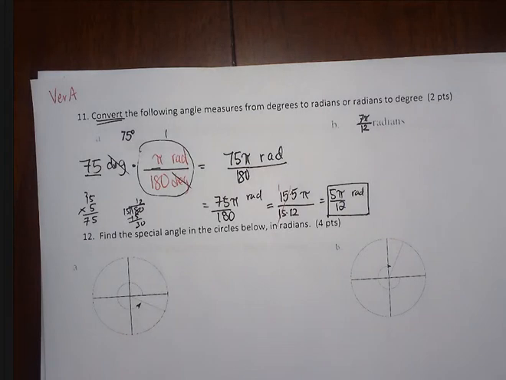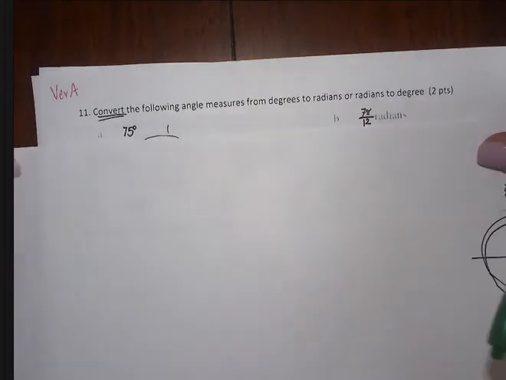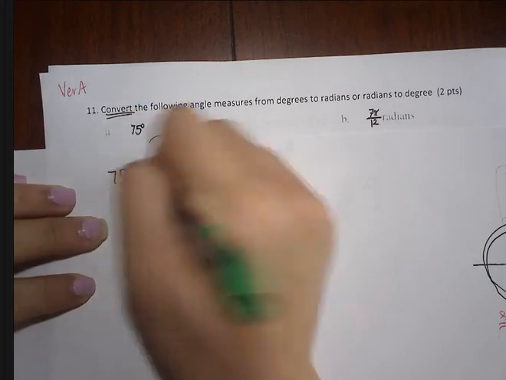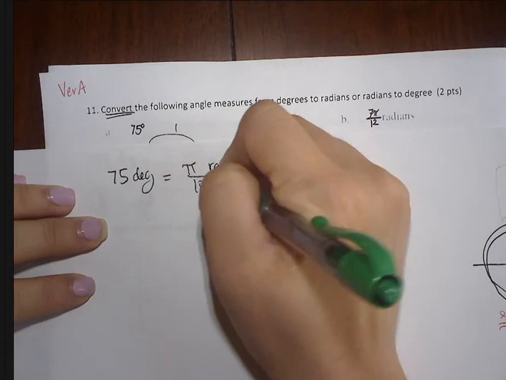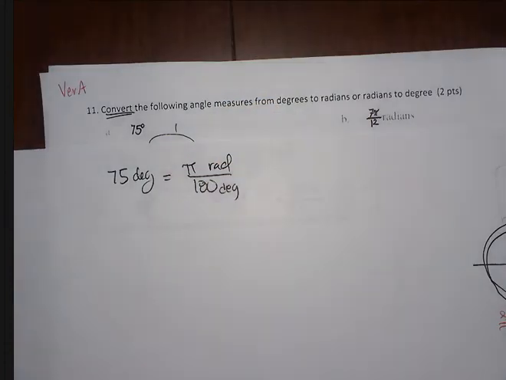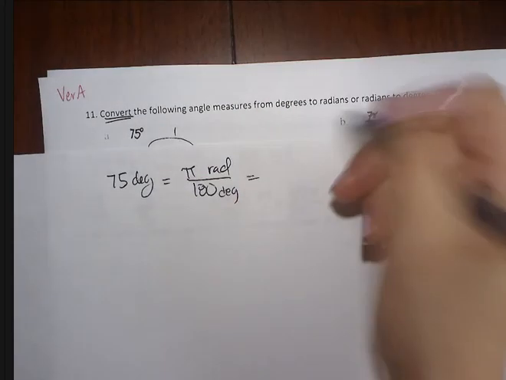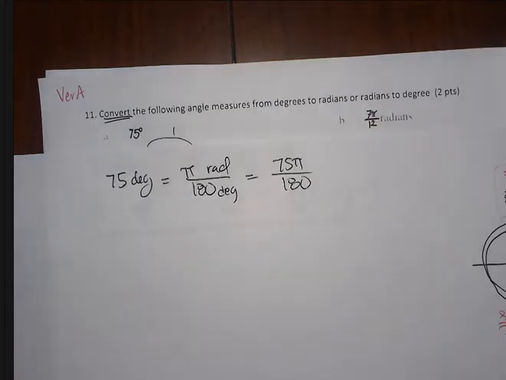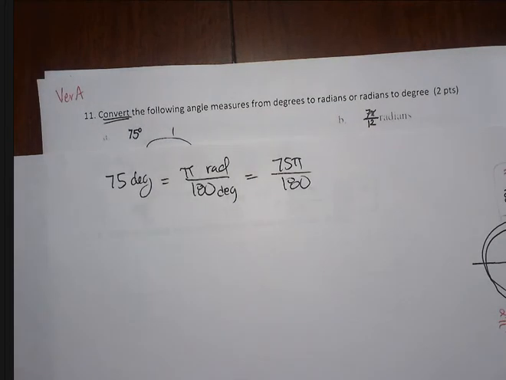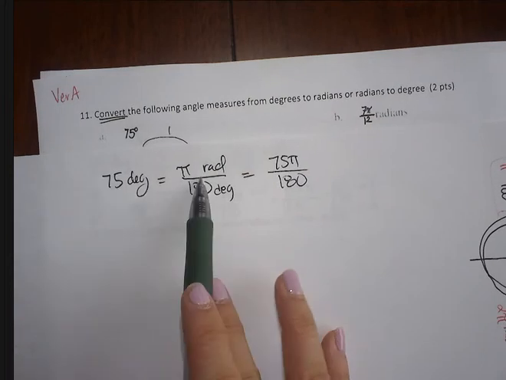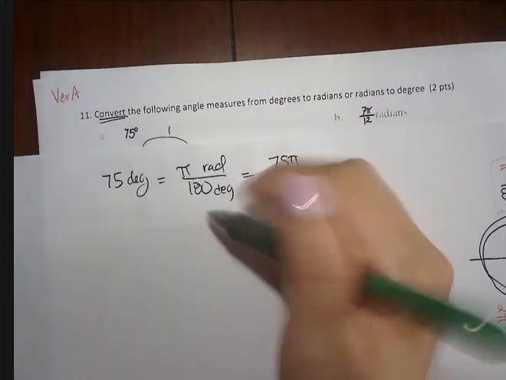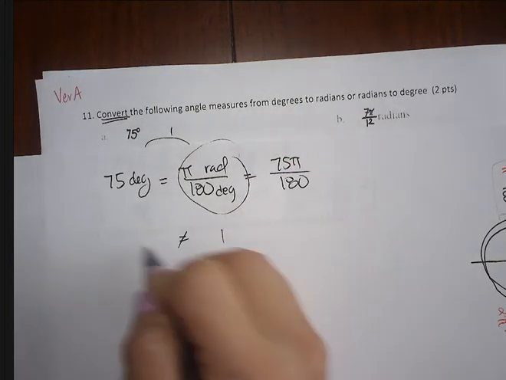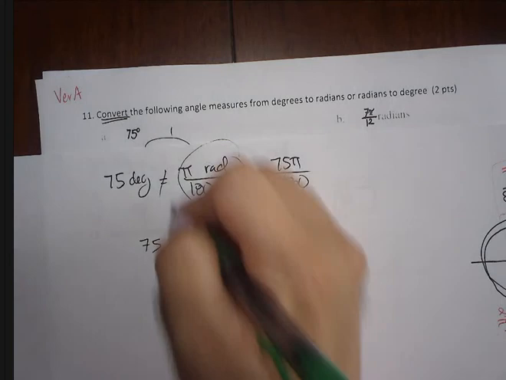Common mistakes that I saw were that people like to say 75 degrees equals pi radians over 180 degrees. No, it does not. And then they would say, oh, 75 pi over 180. So even though you got the right answer, to me, you are telling two truths and a lie, or two lies and a truth. You're telling so many lies that in the end you got to the truth accidentally. 75 does not equal pi over 180. Does not. Because this is 1 and 75 does not equal 1. You're multiplying, not saying it's equal.